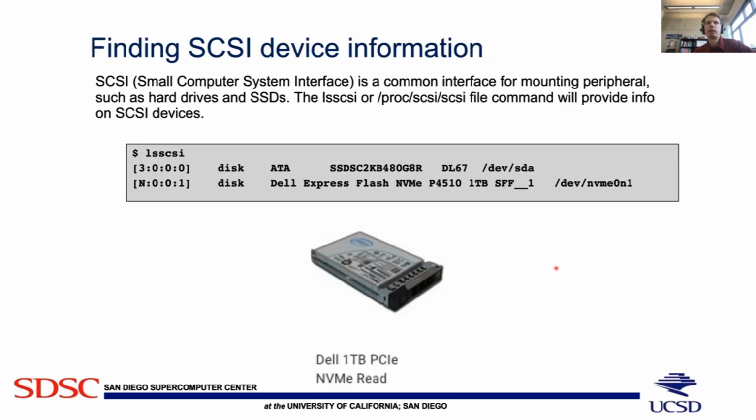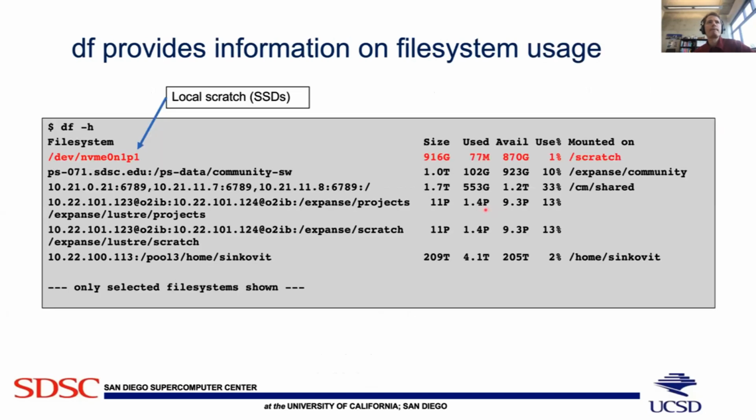You can get SCSI device information in the /proc/scsi file. So that's typically information about the attached disk storage, right? So in this case, we have 1 terabyte PCIe and NVMe disks, and you would see that with the lsscsi command also. Or you can look in the /proc/scsi file. And so you see, on Expanse, we have basically 1 terabyte NVMe available, flash drive.